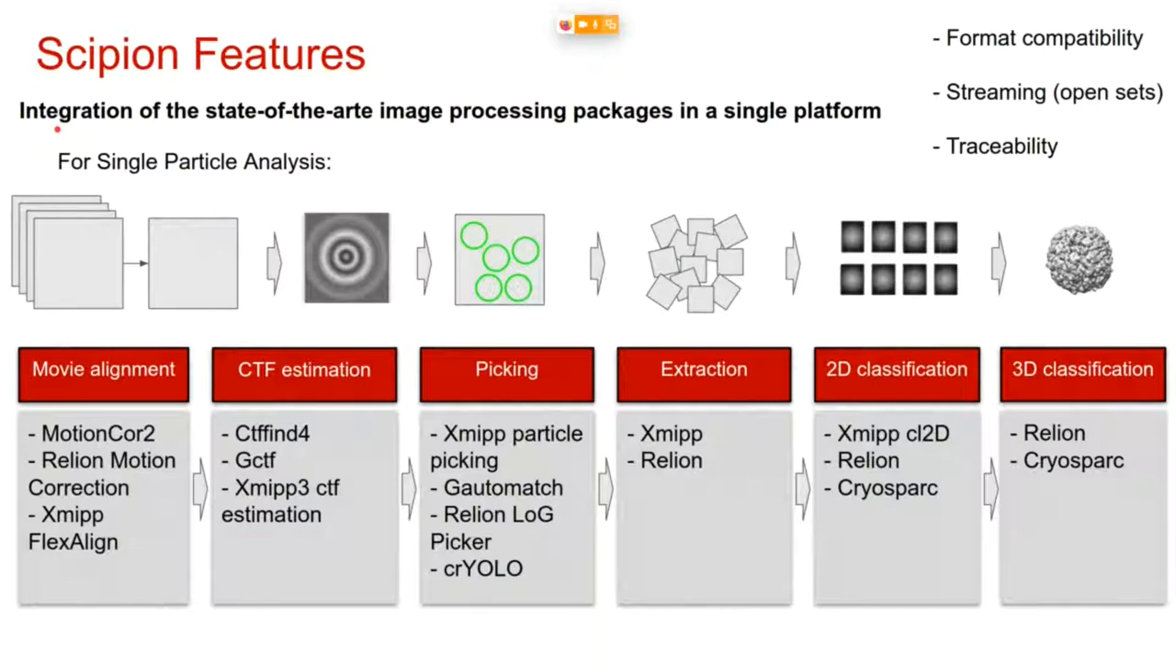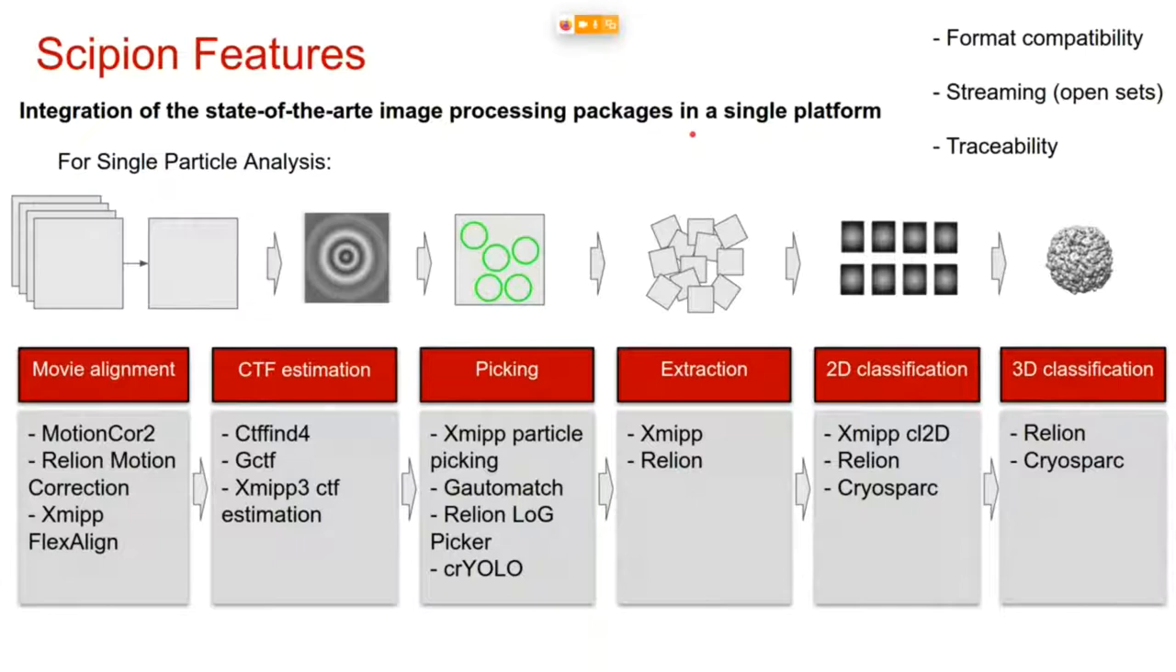Sapien allows the execution of workflows by combining different image processing packages. Sapien takes care of format compatibility by converting output and input formats to make them readable for the different programs. Also, it can work with open sets. That means an open set is a set in which whenever a new element of a protocol, let's say a new movie aligned, is ready, so it's completed, it is accessible for the next element of the workflow, for example, CTF estimation. Also, Sapien keeps track of everything you do during your processing, including all the commands that have been submitted, errors, and so on. So you can keep track of the entire project.